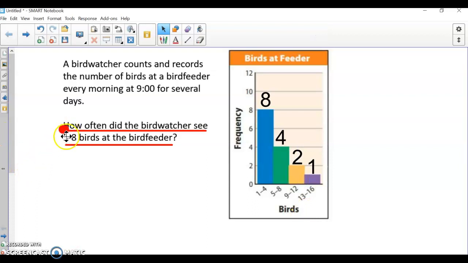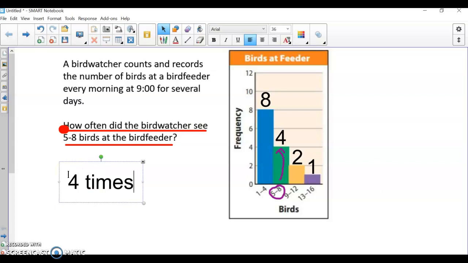Let's go back to the question. How often did the bird watcher see 5 to 8 birds at the bird feeder? So you're looking for the birds and you're looking for 5 to 8 birds. So it's right here. This bar is 4 high. So to answer that question, it is 4 times. He saw 5 to 8 birds at the feeder 4 times.